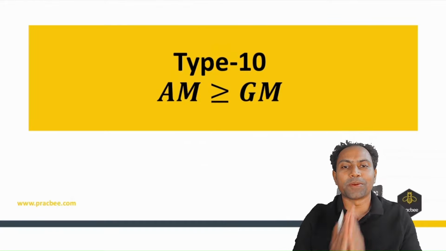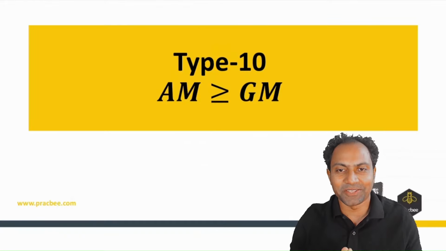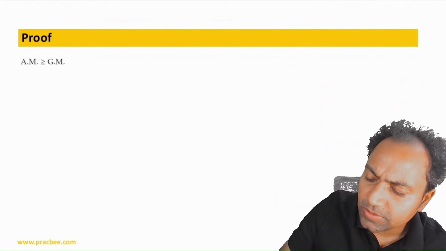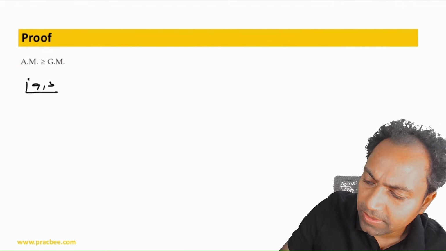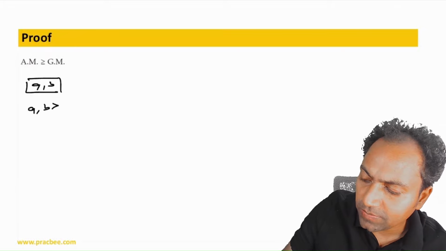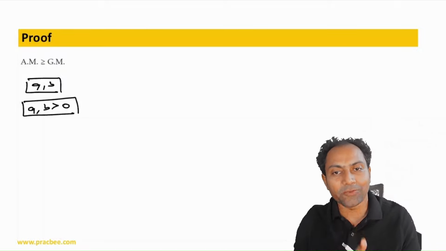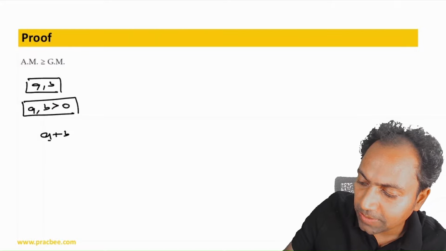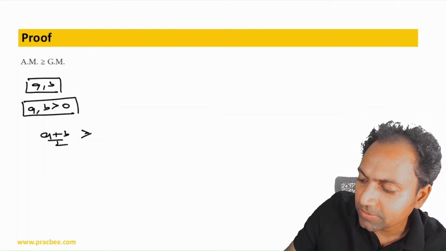Now the 10th problem type is nothing but based on AM is greater than or equal to GM. So what is this idea? The idea says that if you have two terms, A and B, then for those two terms, the condition is both of them need to be positive. AM is greater than or equal to GM cannot be applied for negative terms. This is very important. So AM becomes (A plus B) by 2 and GM becomes root of AB.